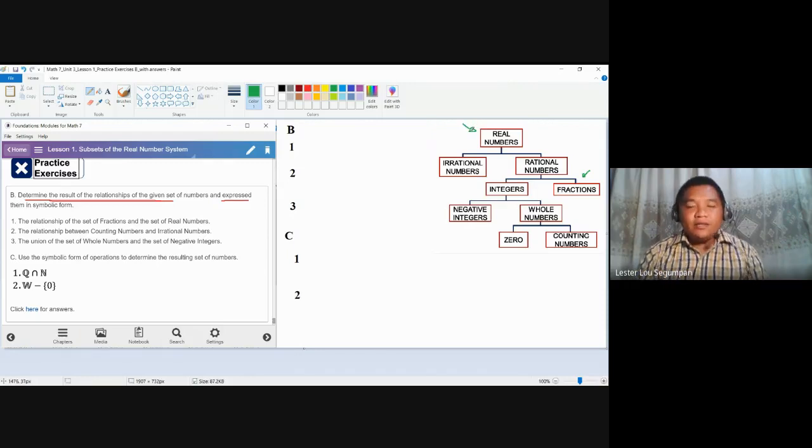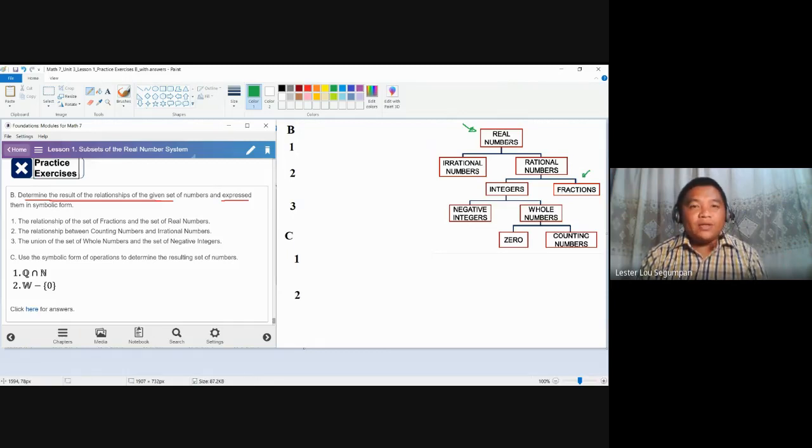Generally, when you have a family tree in your genealogy, with your parents here and then you here, it means you are part of the family of your parents, right? So in this case, fraction is just a part of the real numbers. If we talk about sets being part of the other, the term used there is actually subsets. So for number one, the relationship between the set of fractions and the set of real numbers, we could say that the set of fractions is a subset of the set of real numbers.